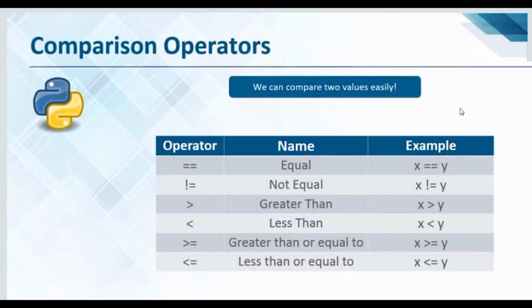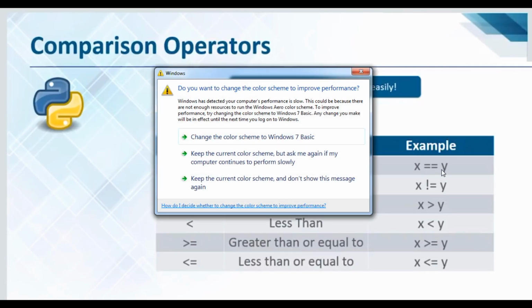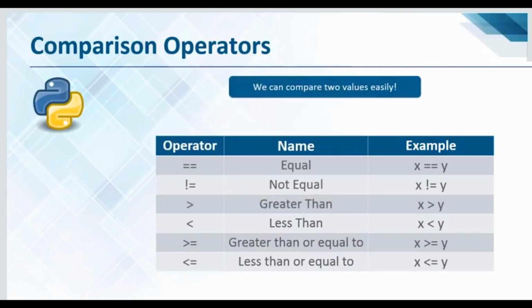Now comparison operators. Comparison operators are actually used to compare two different values easily. First, double equal to, that means equality operator or equal operator. It will check whether x and y are the same or not. It will return the answer as either true or false. So what are true and false? True and false are the binary values of the programming language, where 1 returns true and 0 is false.